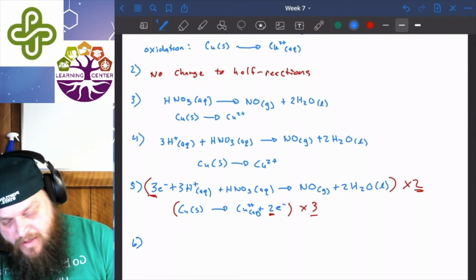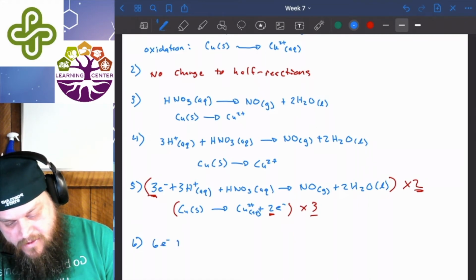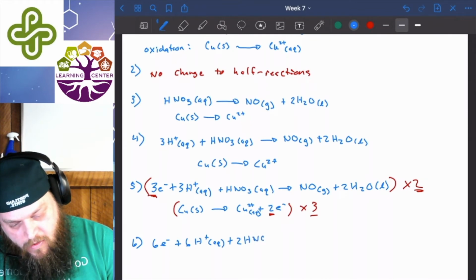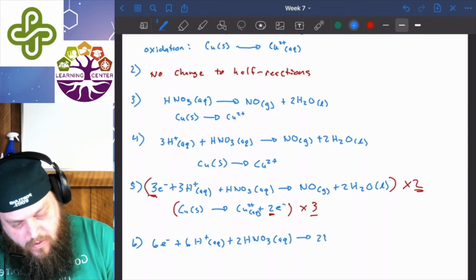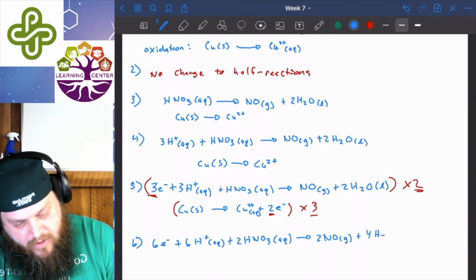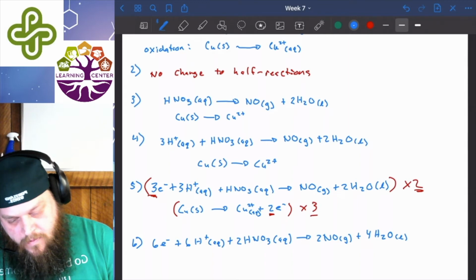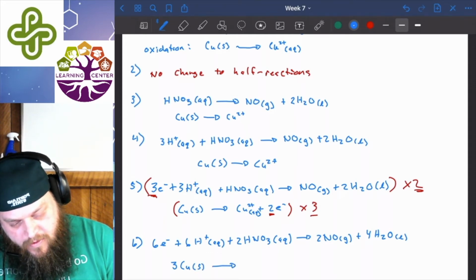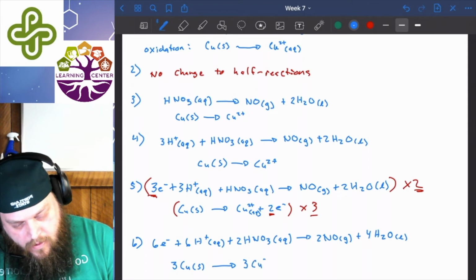Doing that, I can see that this turns into 6 electrons plus 6H+ aqueous plus 2HNO3 aqueous, which produces 2NO gas plus 4H2O liquid. Doing a similar thing to the bottom, we end up with 3 Cu solid, which produces 3 Cu2+ plus 6 electrons.